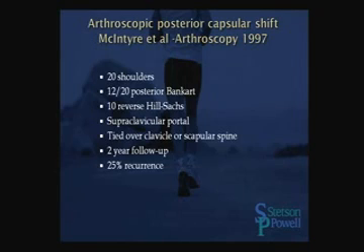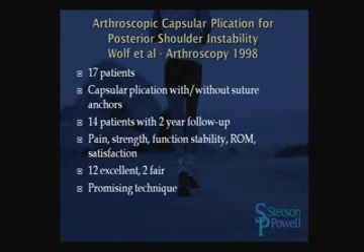So what are the research and results? Well, McIntyre and Buddy Savoie, who's speaking today, back in 1997, reported on 20 shoulders. They had 12 of 20 posterior Bankarts. Half of those lesions also had a reverse Hill Sachs. They used a supraclavicular portal and tied over the clavicle or the scapular spine. At 2-year follow-up, they had a 25% recurrence. Here from 1998, Eugene Wolfe described a capsular plication with and without suture anchors. 14 patients, pain, strength, function, stability, range of motion were good. It appeared to be a promising technique.